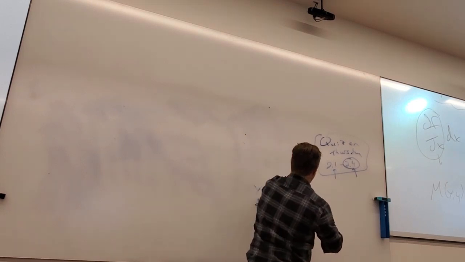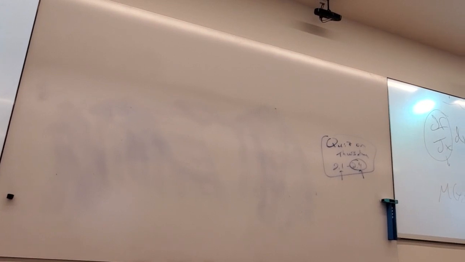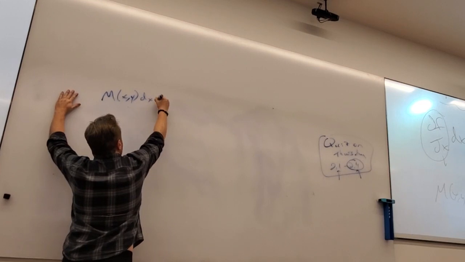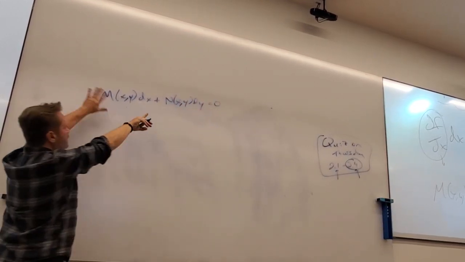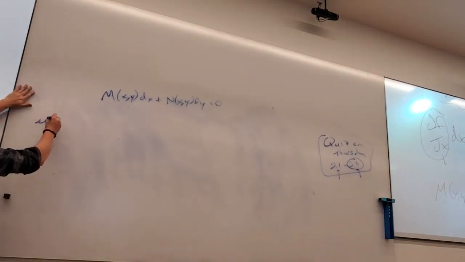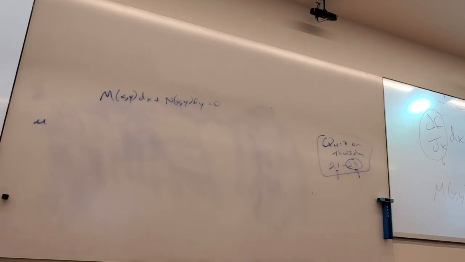So if I have a DE in this form, and it's not currently exact, I assume there's a mu that I could multiply by that would make this become exact. Yeah, this gets kind of funky.